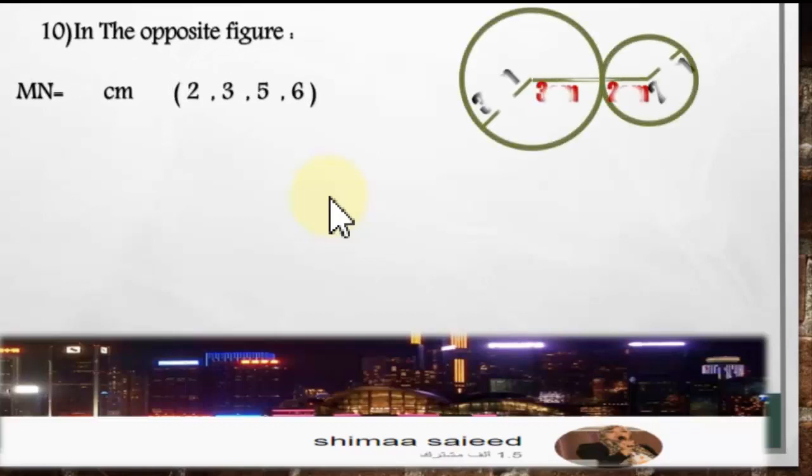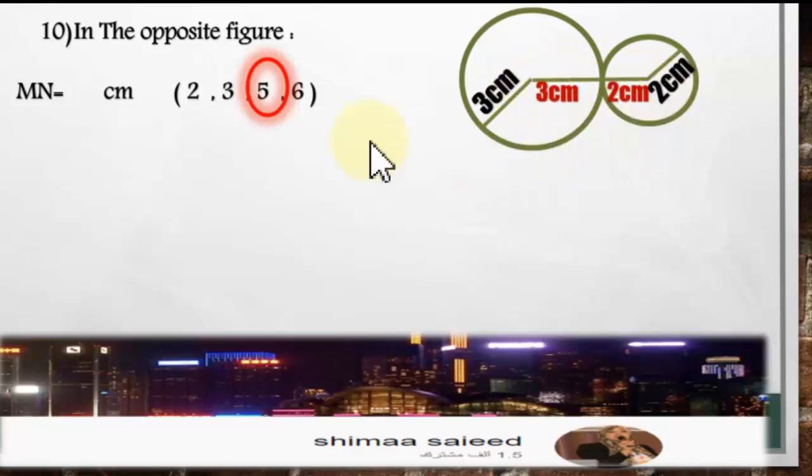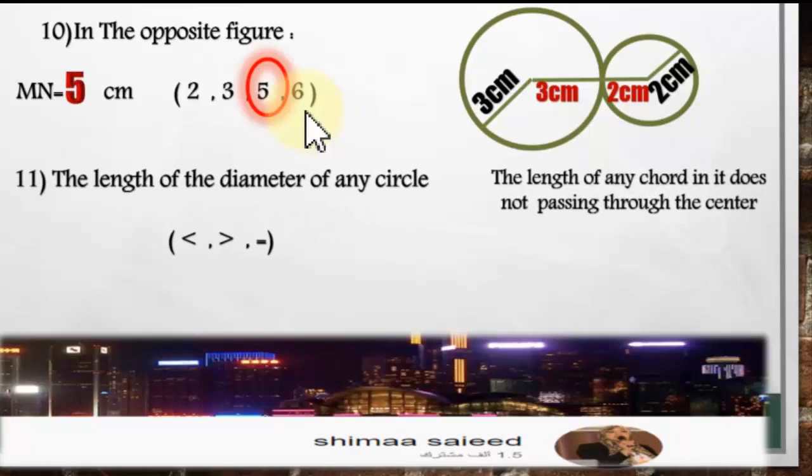In the opposite figure, MN equals 2 or 3 or 5 or 6 centimeters. M here and N here. This is 2 centimeters, so the radius here is 2 centimeters. That is 3 centimeters, so the radius here is 3 centimeters. Adding 2 to 3 equals 5 centimeters, so MN equals 5 centimeters.